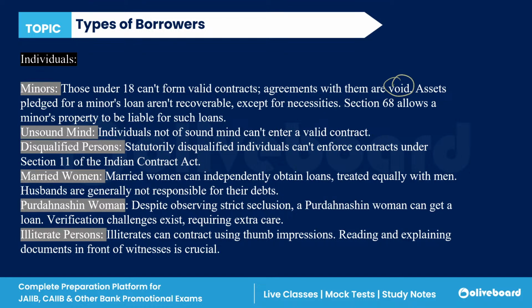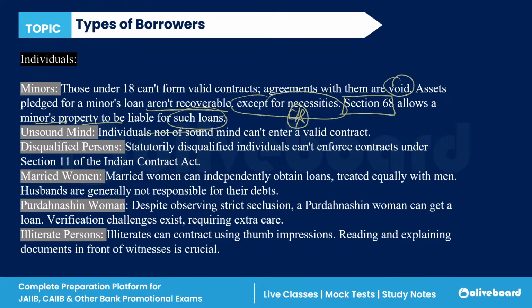So if there are any assets pledged for a minor's loan, these are not recoverable except if it is for necessity. If a loan is given especially for meeting the necessities of the buyer or of the minor, then their personal estate is liable for the recovery of that loan, else it is not liable, okay? So Section 68 allows that a minor's property is liable for such type of loss.